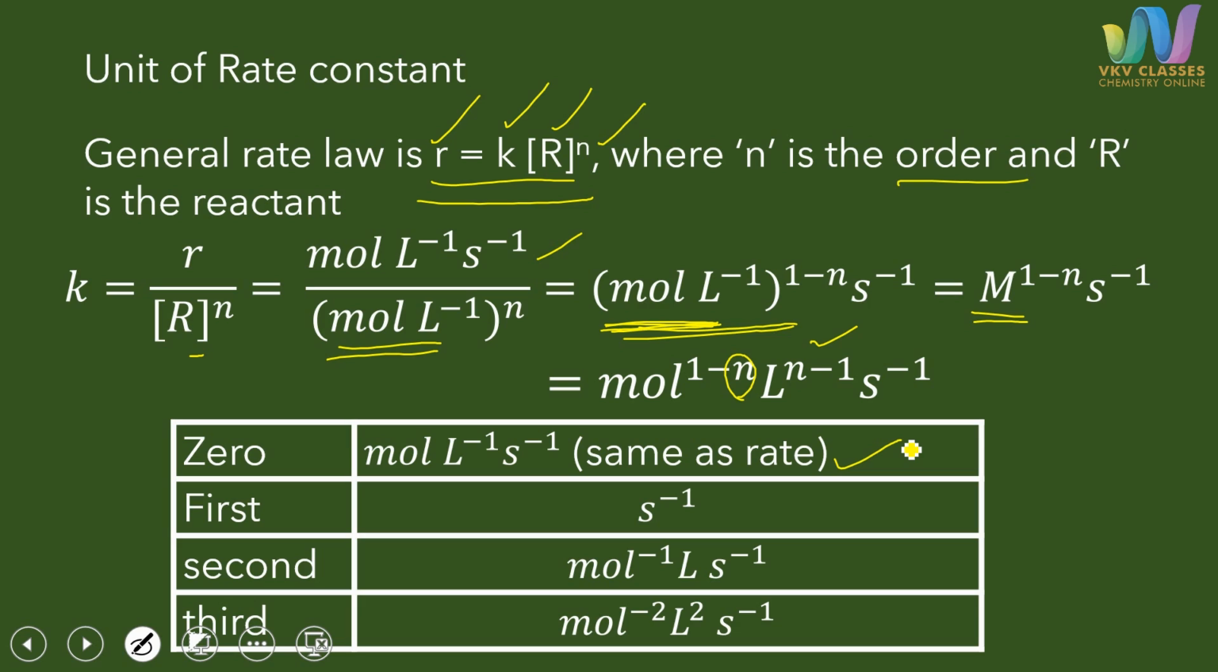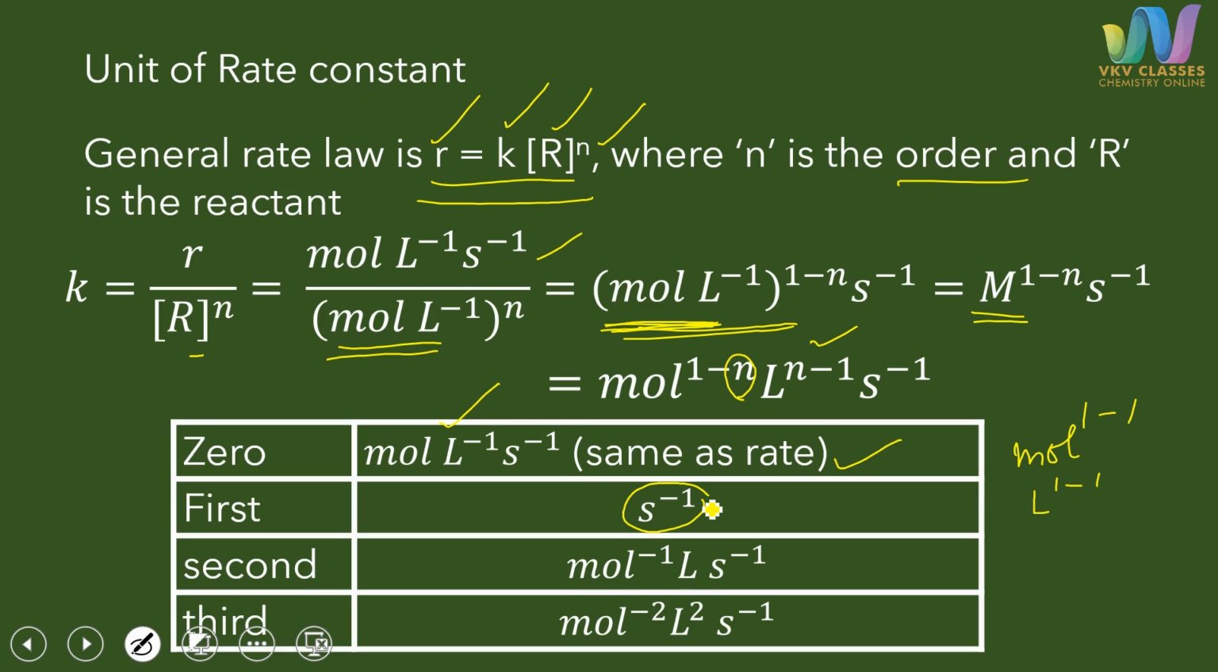In the case of zero order reactions, rate and rate constant have the same unit, namely mole per liter per second. For a first order reaction, the unit is mole power 1 minus 1, that is equal to 0. Then liter power 1 minus 1, that also becomes 0, that is 1. So the final unit will be second power minus 1. There is no unit for concentration in the K value.